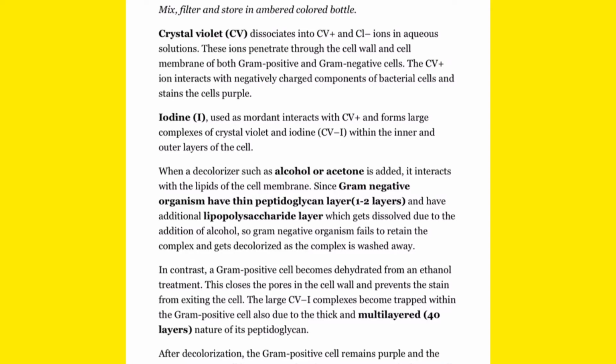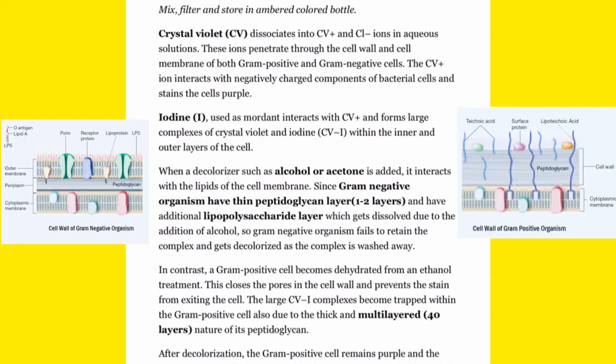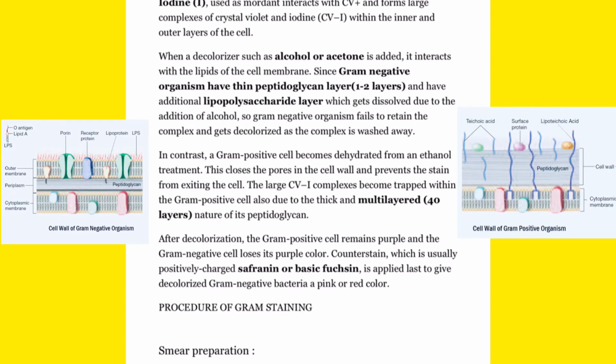Decolorizing agent: when you use the decolorizer, the complex formed by the negative charges and positive charges will be removed, while the positive charges, the chloride ion, that is the crystal violet, interact with the inner walls. They do not go out, because the inner wall is closed, as the decolorizing agents, alcohol and acetone, are dehydrating agents, so the pores become closed, and there is no effect on the inner walls. That's why the purple color of the crystal violet remains after the counter stain also.